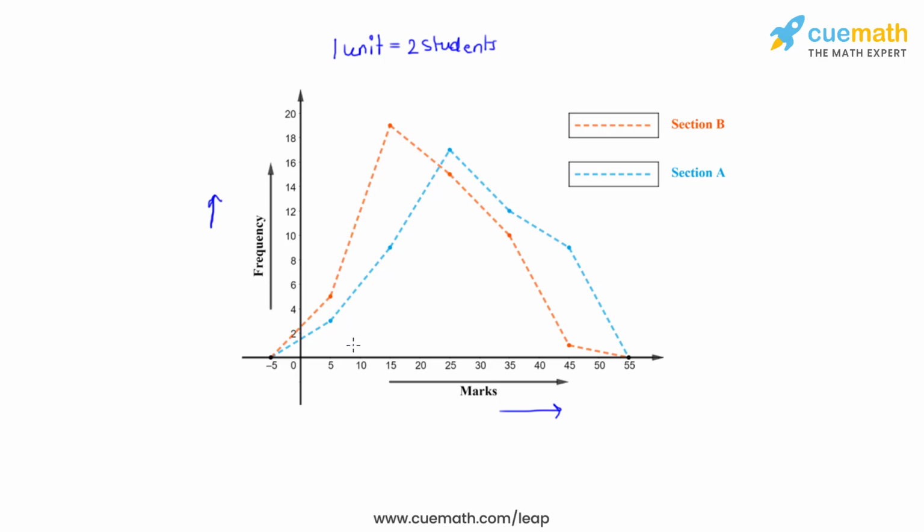So it can be observed that the performance of students of section A is better than the students of section B, as section A shows more students securing marks between 40 to 50 class and 30 to 40 class. So this is how we solve this problem.